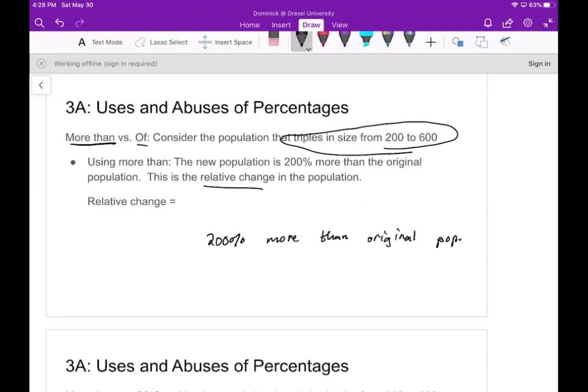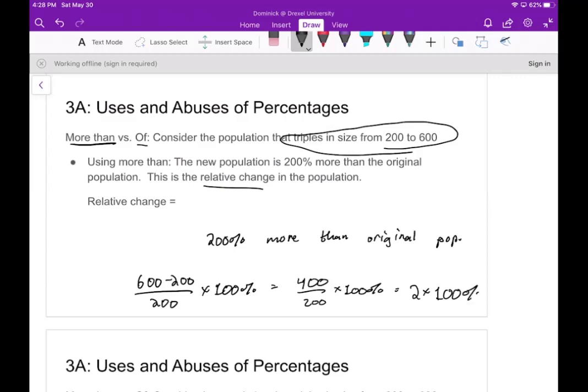And if you were to compute this, you'd have 600 minus 200 over 200 times 100%. And that would be 400 over 200 times 100%. But that's just 2 times 100%. So this is, of course, where the 200% is coming from. So when we use the phrase "more than," we're referring to a relative change. Okay.